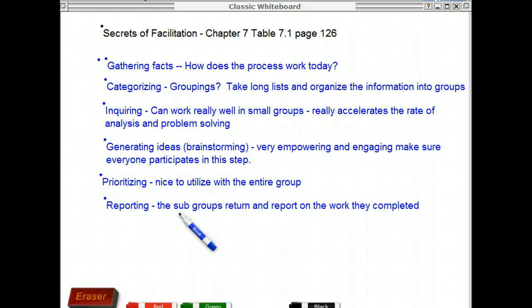And now we've brought the entire group back together and we're looking at the very best ideas from each of the group.